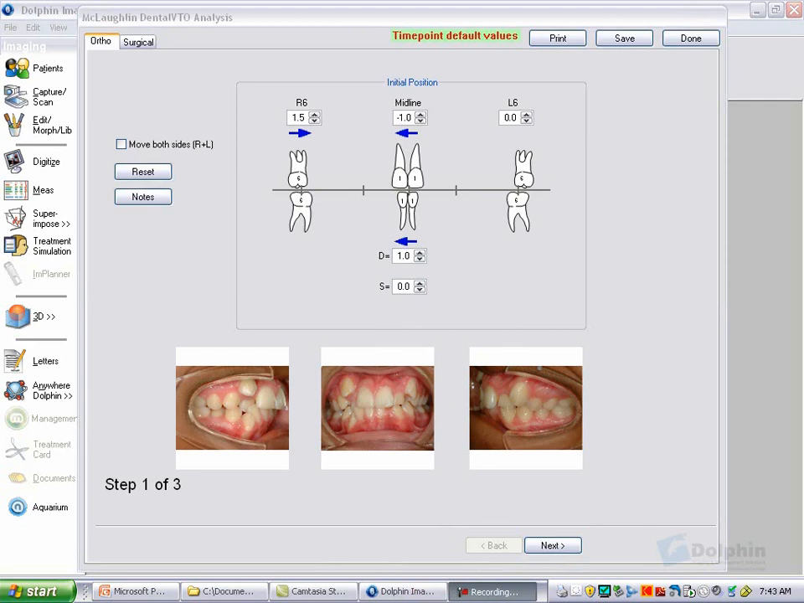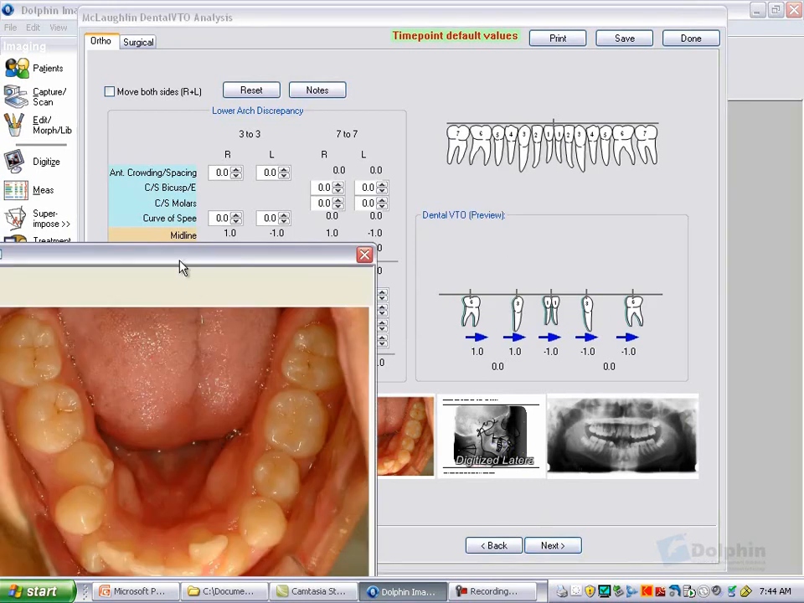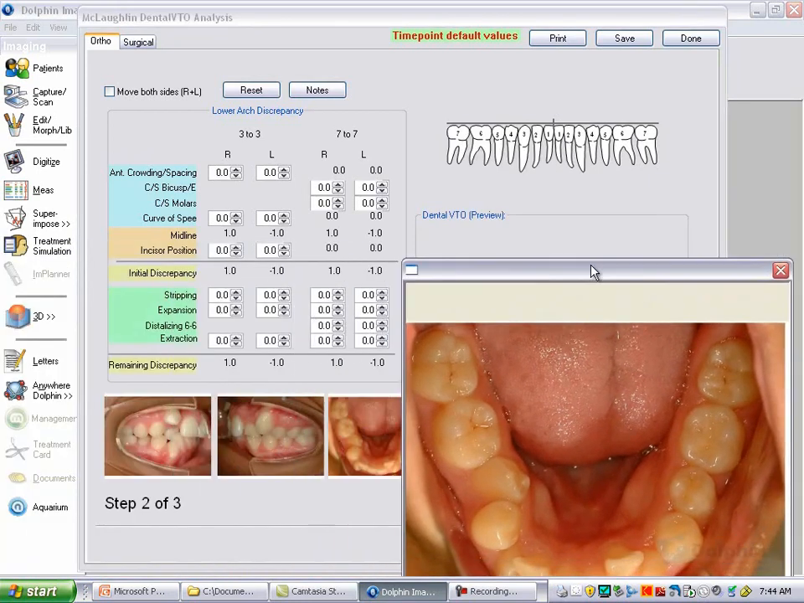Now we are ready to proceed to step 2 or chart 2. So we click on the next button and it moves us to a very thorough lower arch analysis. So let's take and move the lower arch up and over to the lower right-hand side of the screen.